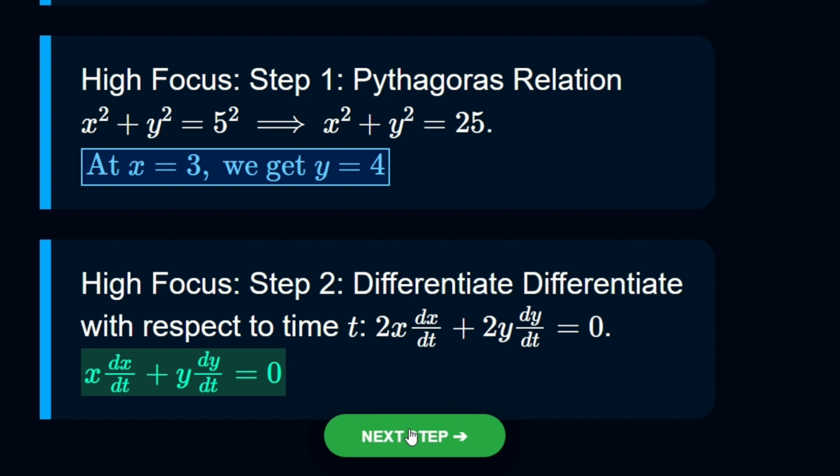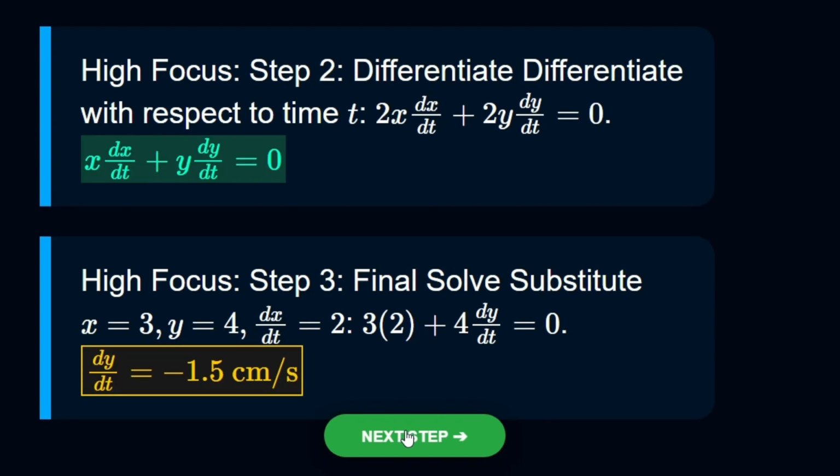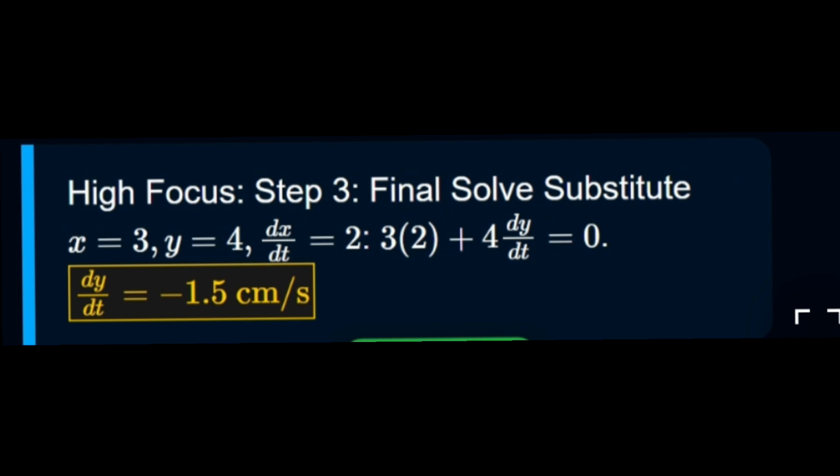Next, final solve by substitution. x is equal to 3, y is equal to 4, and dx by dt is equal to 2. So 3 into 2 plus 4 into dy by dt is equal to 0. So dy by dt is equal to minus 6 by 4, which means minus 1.5. So the final answer: dy by dt is equal to minus 1.5.